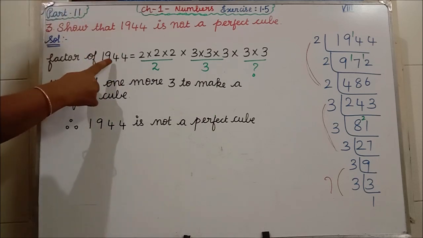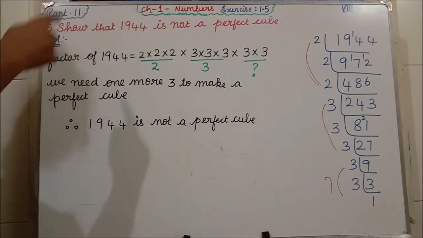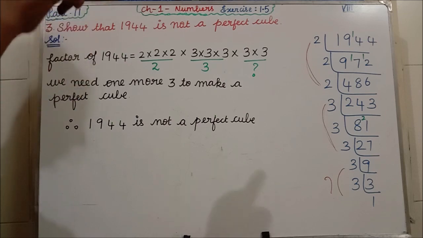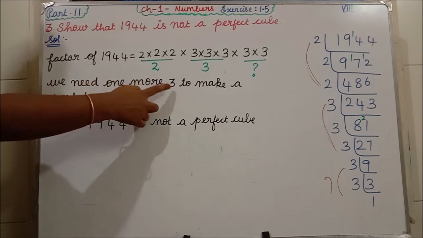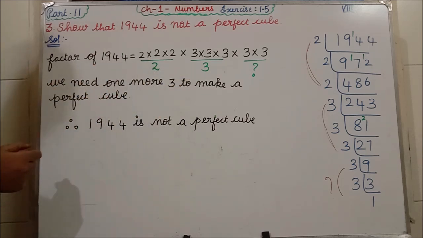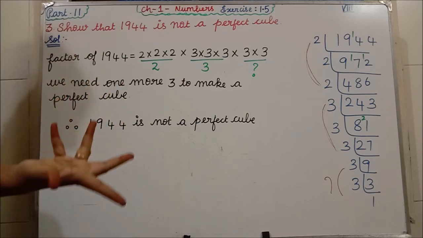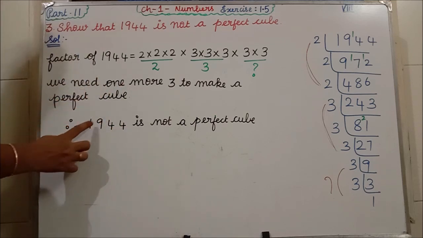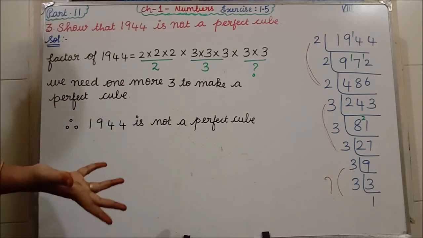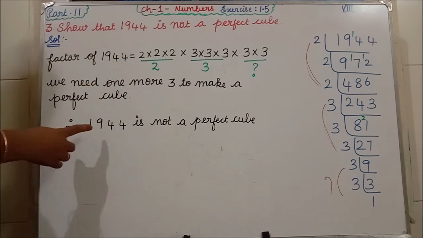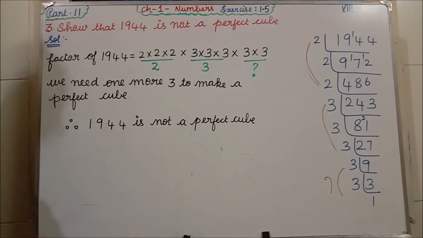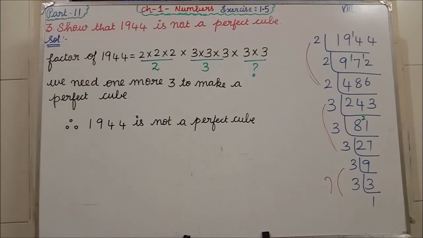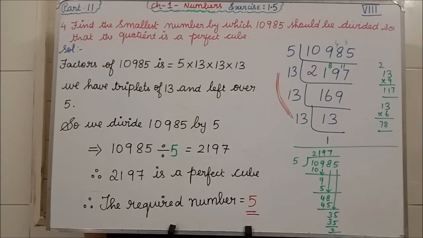So this number 1944 needs one number. What number? One 3 we need to make the perfect cube. So we need one more 3 to make a perfect cube. Therefore, that 3 is not here, it is missing. Therefore, 1944 is not a perfect cube. Why is it not a perfect cube? Because one 3 is missing. So, 1944 is not a perfect cube. Clear all of you?